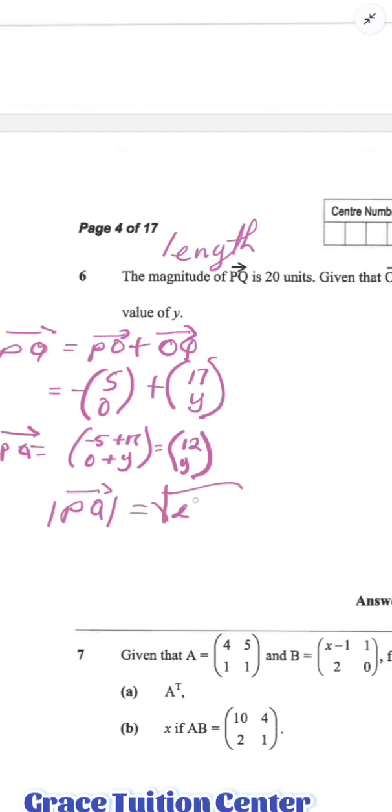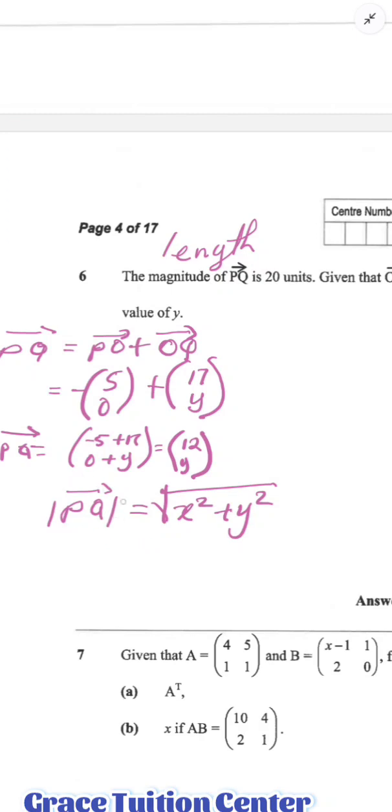The formula is the square root of x squared plus y squared. In this case, the x is the top number and the y is the bottom number, which can also be written as 12, y like that. So just bear in mind that the top number represents x, and the bottom number represents the value of y.